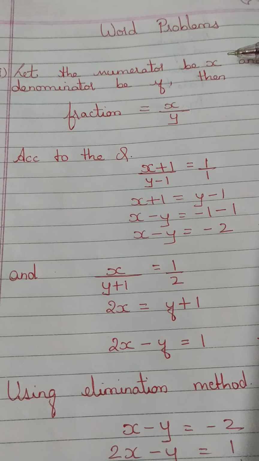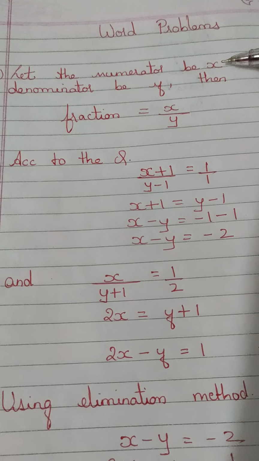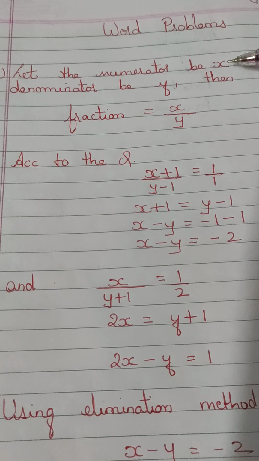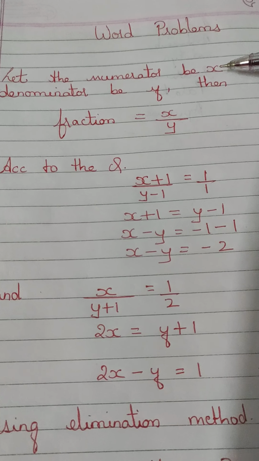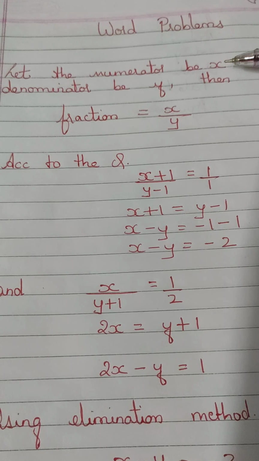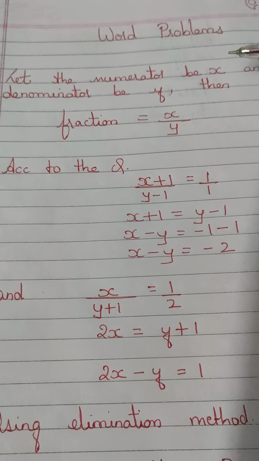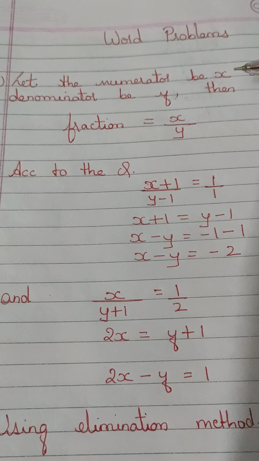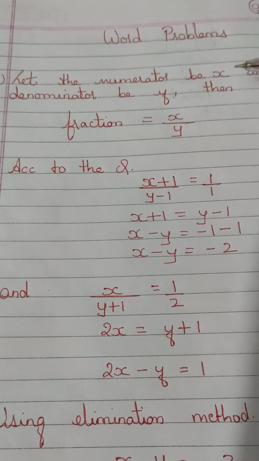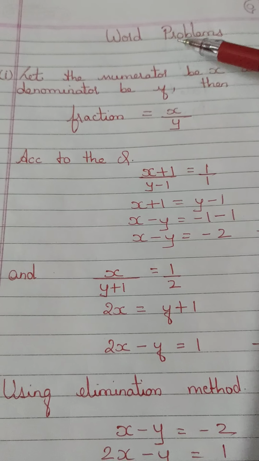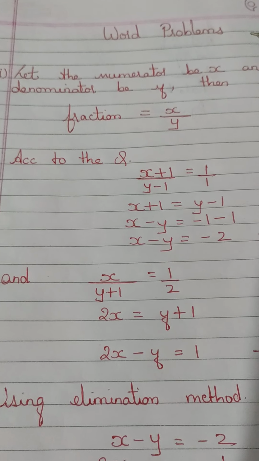The first word problem is that if we add 1 to the numerator and subtract 1 from the denominator, a fraction reduces to 1. And it becomes 1 upon 2 if we add only 1 to the denominator. What is the fraction? So first and foremost, you know that a fraction consists of a numerator and a denominator.